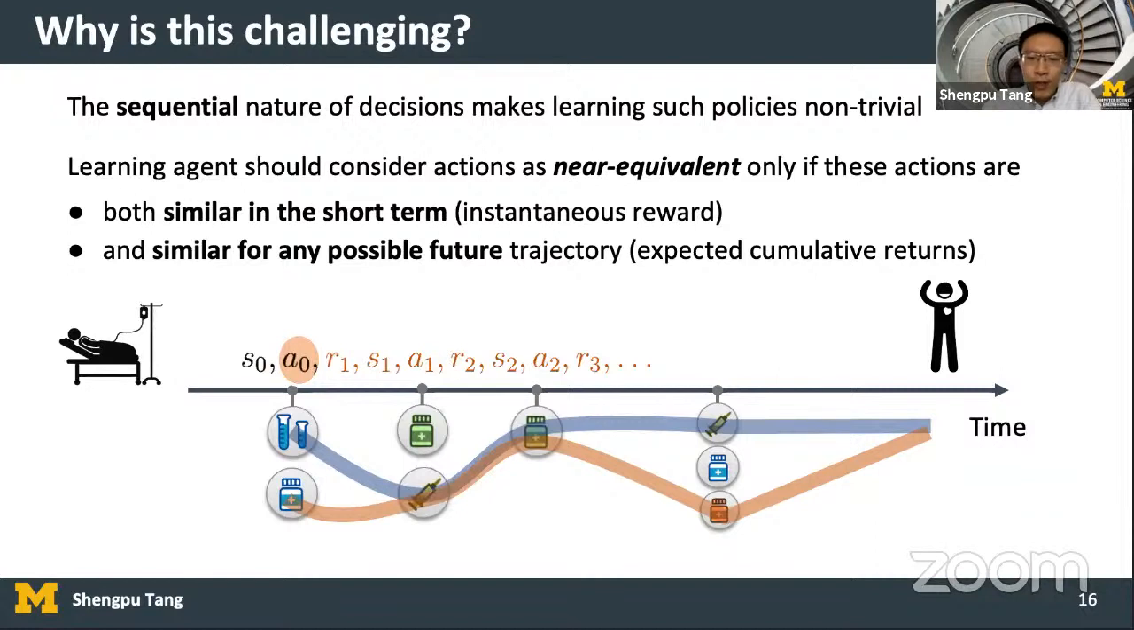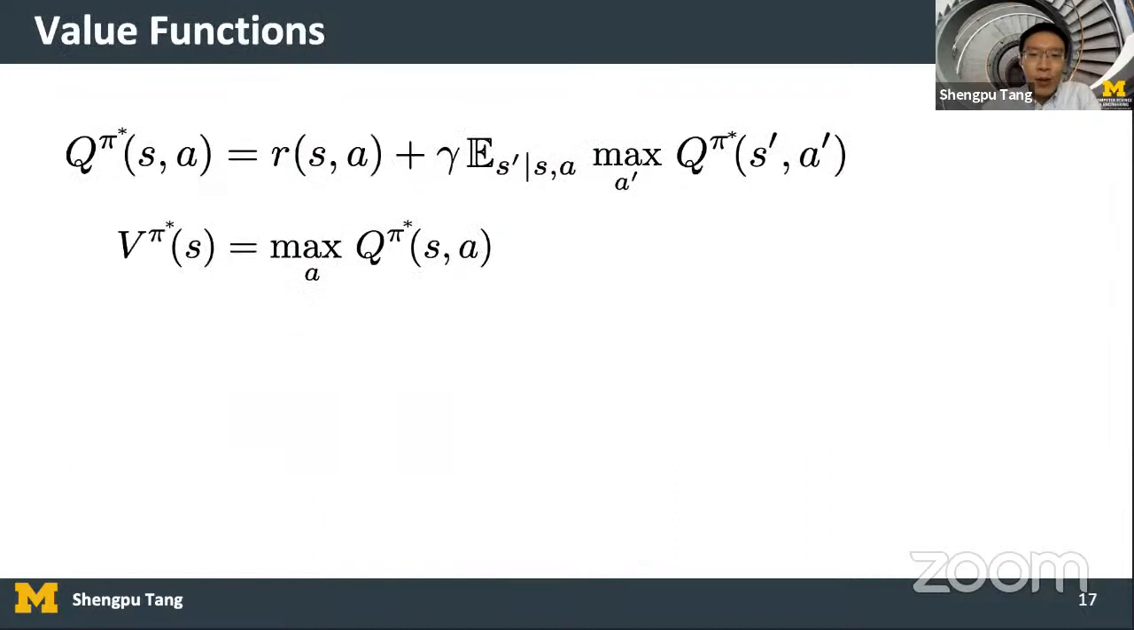Before we formalize the notion of near equivalency, let's first recall how we define value functions in an RL setting. Assuming we always act optimally, pi star, we can recursively define the value function of a state action pair, or the Q value, as the expected instantaneous reward, plus the value of taking the best action in the subsequent state s prime. From this, we can define the value of a state with respect to an optimal policy pi star as the Q value associated with the best action.